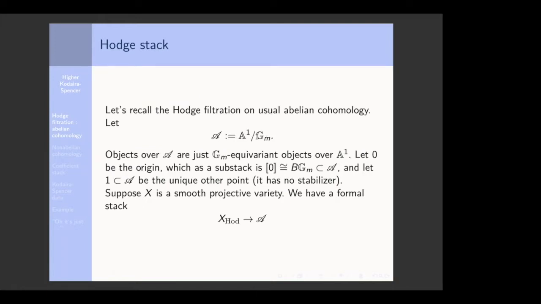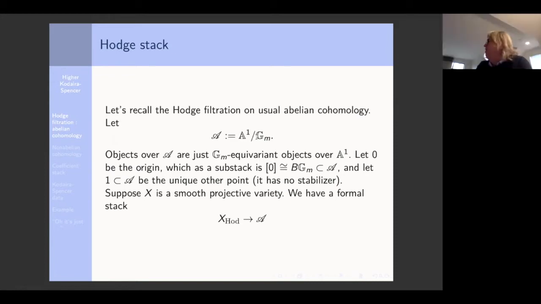This is the Rees module. So if you have a vector space with a filtration, and you do the Rees construction, you get exactly a vector bundle over this script A.